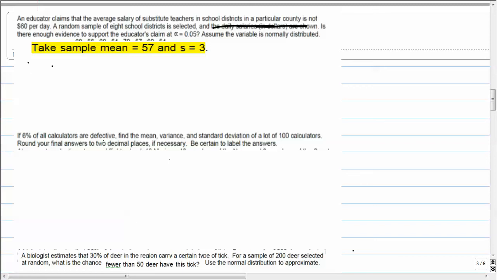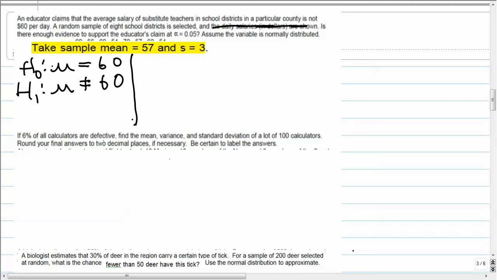In other words, this is a hypothesis test. H0 is the mean is 60, because again, H0 is always the status quo. The educator is claiming that mu is not 60. It is different. So that's the first step in the hypothesis test. The second step is the test value.